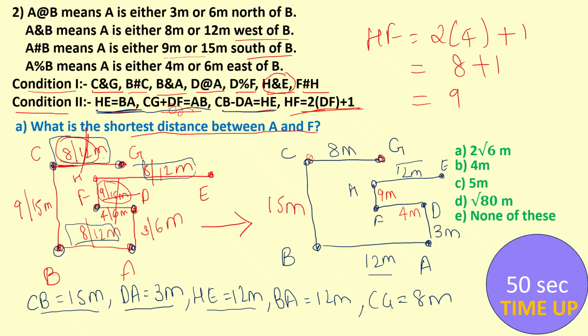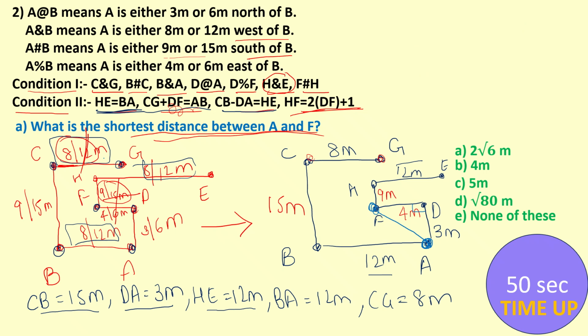So from this diagram, you need to find out the shortest distance between A and F. So where is A placed? A is placed here. And your F is placed here. So draw the right angle triangle. Using the Pythagoras theorem, you can find out. What is the shortest distance between A and F?